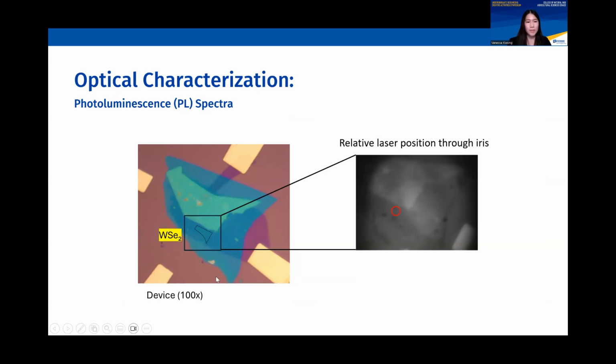And so from that image of the device, we could kind of see the outline of the TMD, the WSe₂ here. Although it's not right in the middle of the two HBN substrate layers, it is still in the device, so we can still optically characterize it by taking a PL spectra. And with this, we shine a supercontinuum laser positioned at this red circle right onto the TMD so that the corners of the HBN match up.